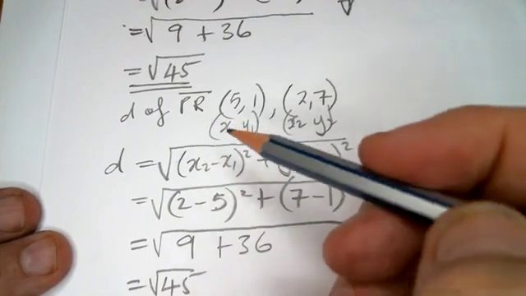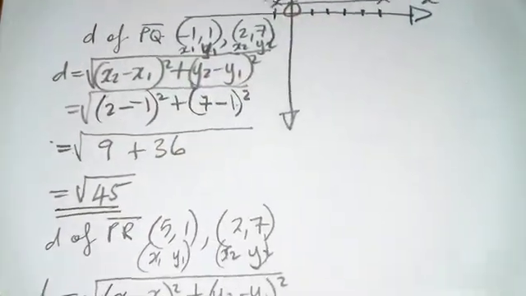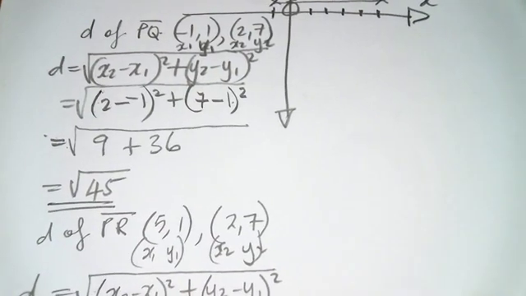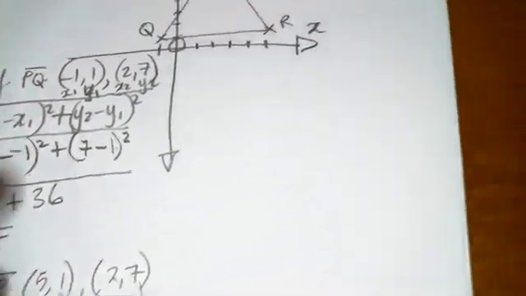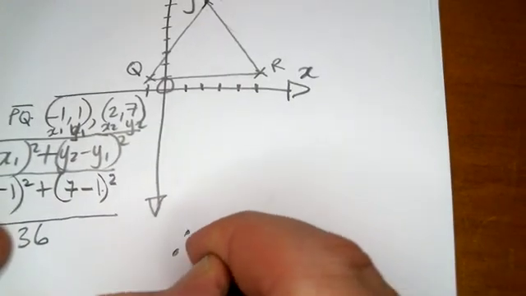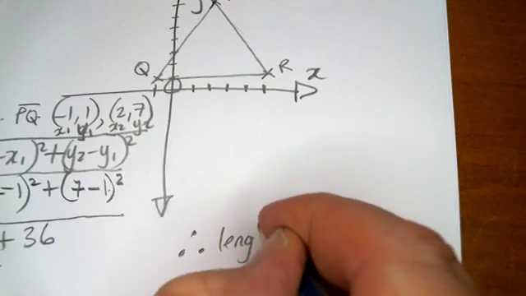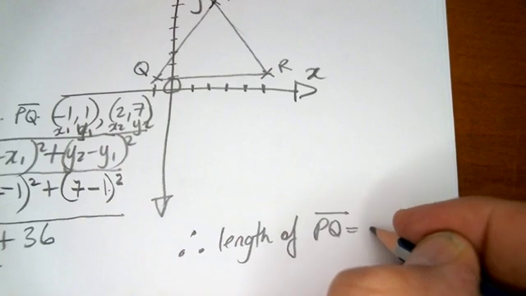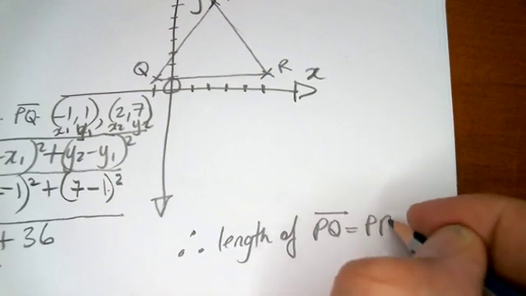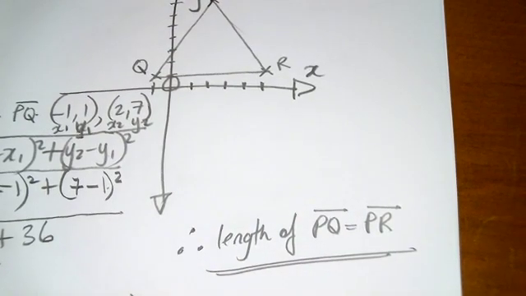So because the length of PR and the length of PQ are the same, therefore it must be isosceles, providing the other one isn't the same as well. And I think we can assume it's not going to be the same simply because it says it's isosceles. So we can put here a big therefore, we can put length of PQ equals PR. And I think that is a reasonable proof for the question.